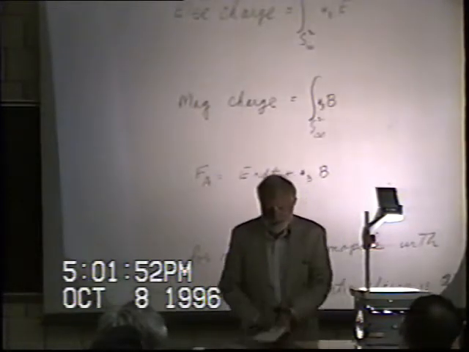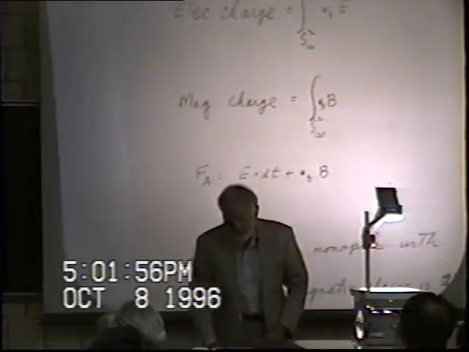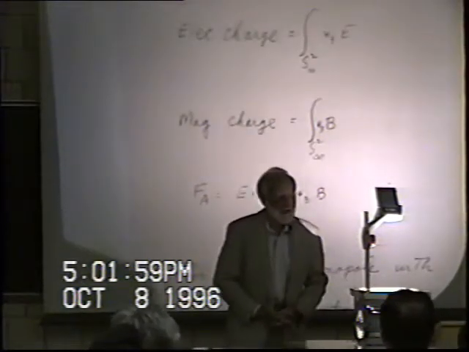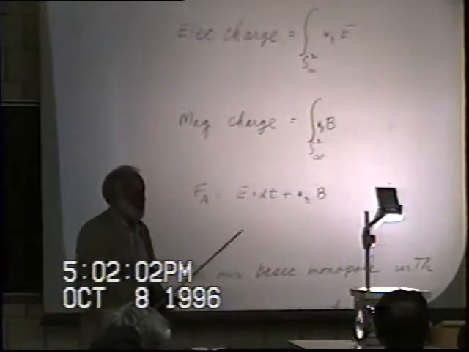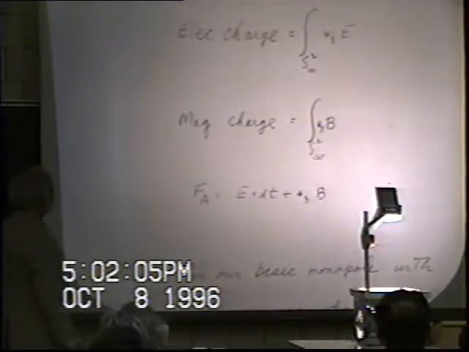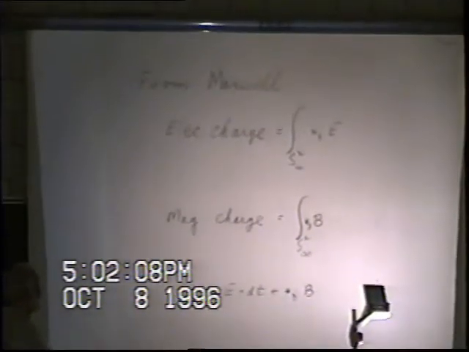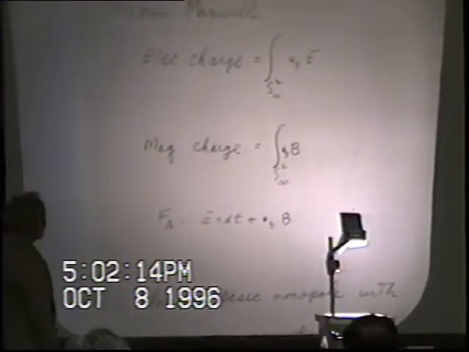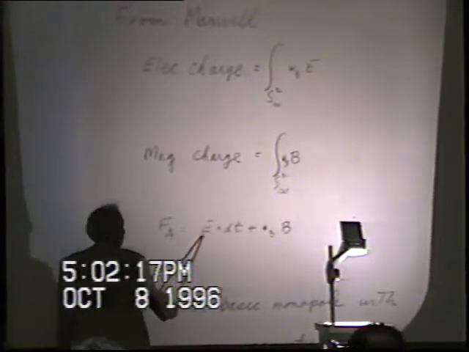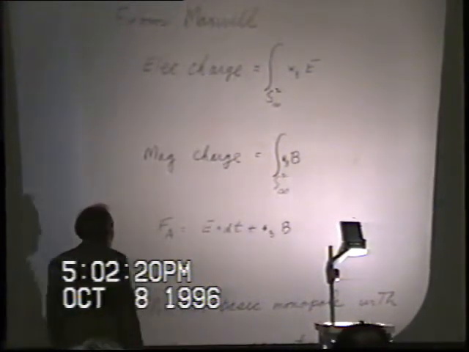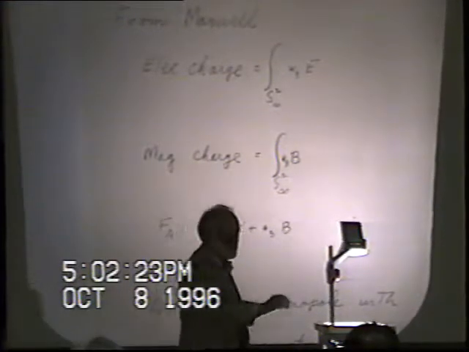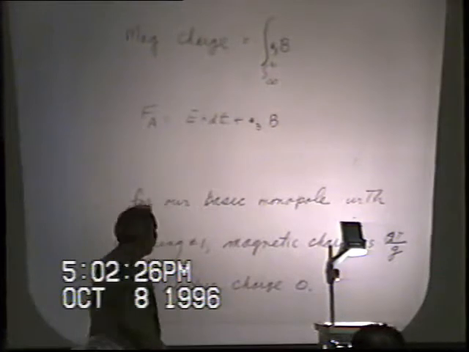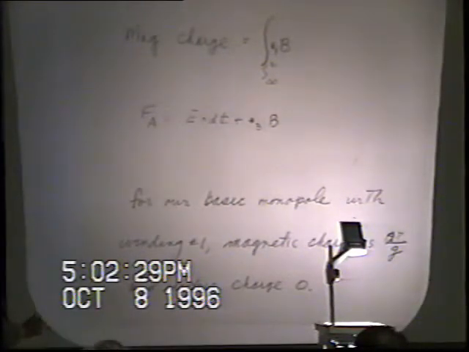Another way of looking at it is if you use Maxwell's equations, then the electric charge is the integral over a large 2-sphere of star 3 times the electric field, and the magnetic charge is star 3 times the magnetic field, when you've written the curvature as E dt plus star 3 B. So our basic monopole with winding number 1, if you check back, will have magnetic charge 4 pi over g and electric charge 0. I wrote out the equations for them.